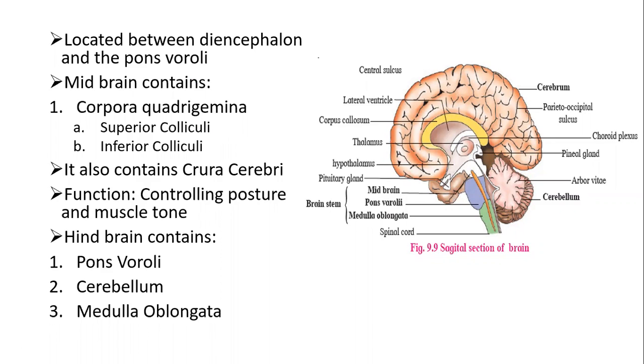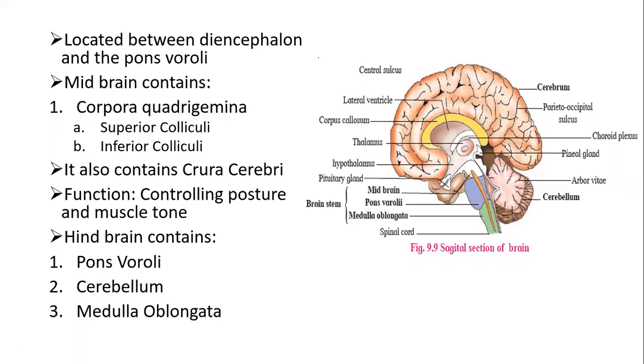The midbrain also contains on its inferior surface two thick fibrous tracts, known as cerebral peduncles, or also known as crura cerebri. These tracts have ascending and descending nerve fibers, and they connect the cerebrum with midbrain. Now in this midbrain there are ascending and descending tracts, and these tracts contain the nerve fibers.